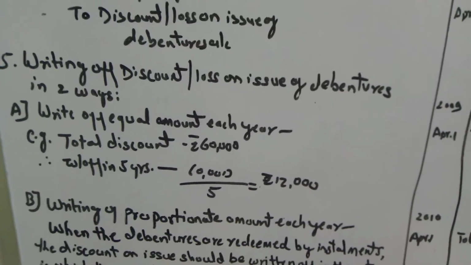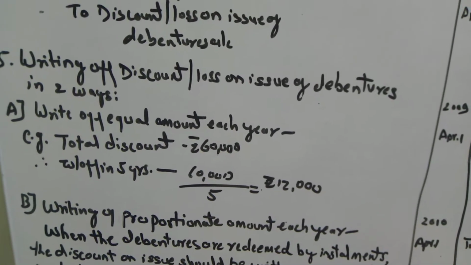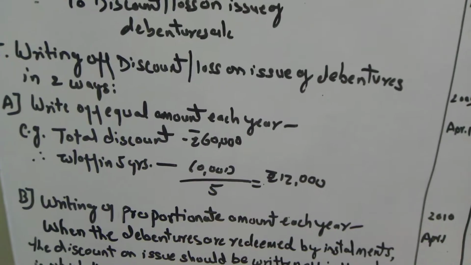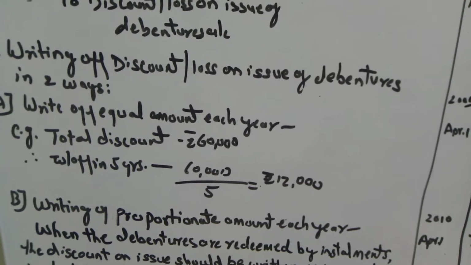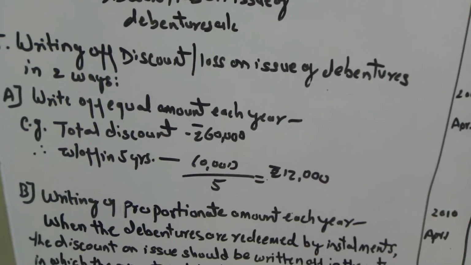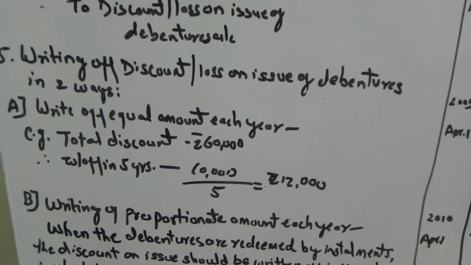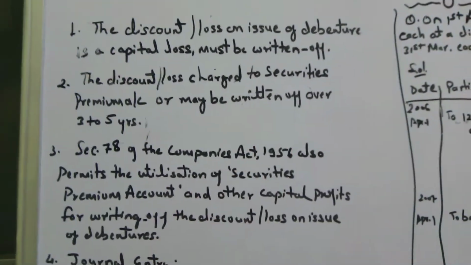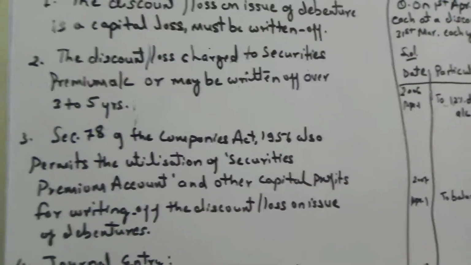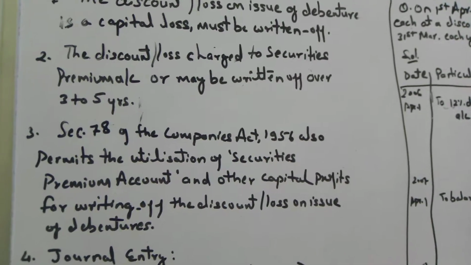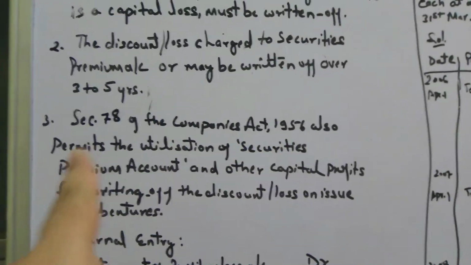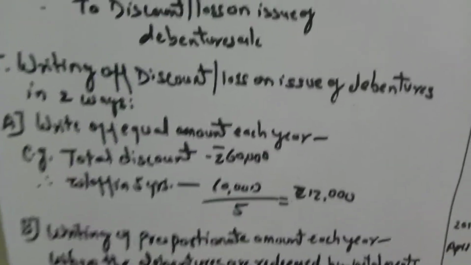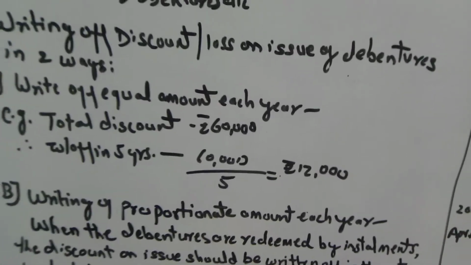Since an equal amount has to be written off every year, how do we calculate that amount? All we have to do is divide 60,000, that is the total discount, by the number of years in which this amount has to be written off. As you can see in the second point itself, it's mentioned that either it can be charged from the securities premium account or it may be written off in 3 to 5 years. Usually this period is given in the question. So this is how the first method goes. You write off an equal amount each year.